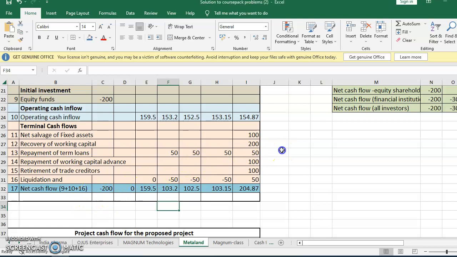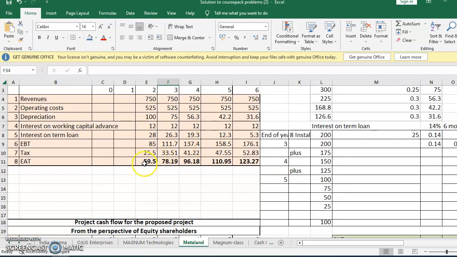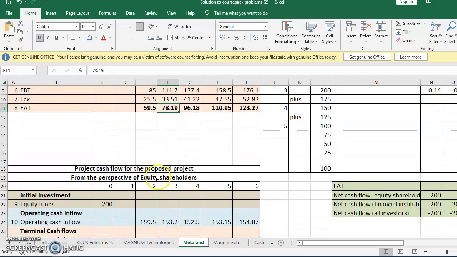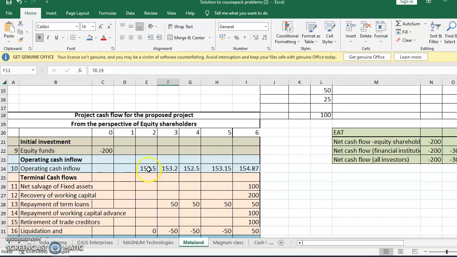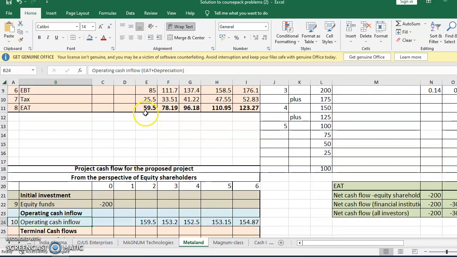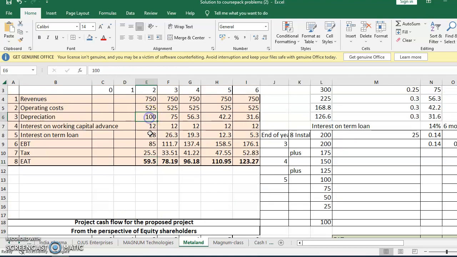Yes, students, we have taken this: 59.5 and 78.19 to 123.27. Now, from the point of view of the equity shareholders, we need to add back the depreciation. So, what is operating cash flow? This is nothing but your earnings after taxation and depreciation. So, to your earnings after taxation, that is 59.5, I need to add back the depreciation, which is 100.